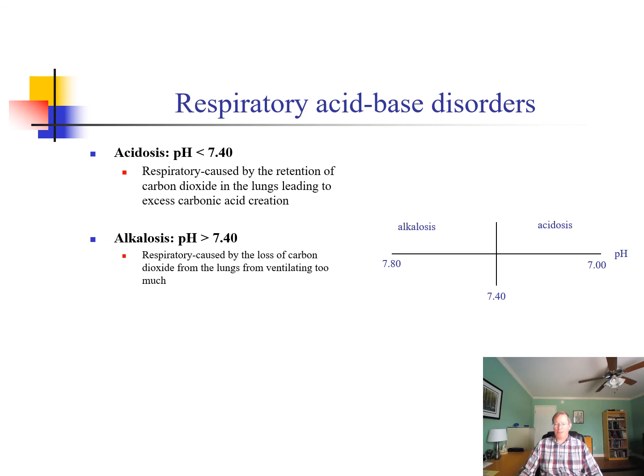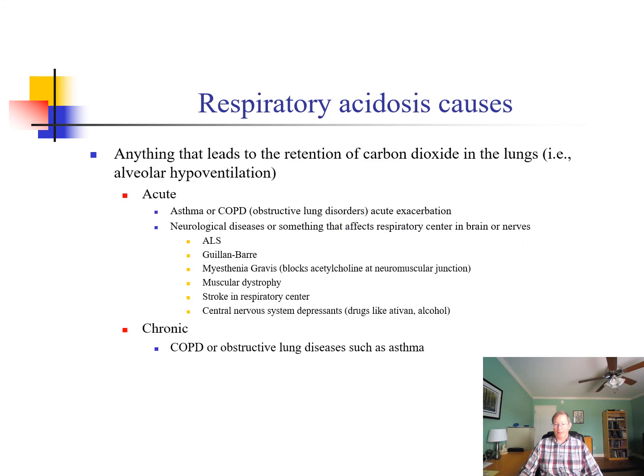It's useful in terms of respiratory conditions to think about this in terms of a respiratory acidosis being caused by the retention of carbon dioxide. That leads to excess carbonic acid creation. And in alkalosis, the loss of carbon dioxide means I'm ventilating too much. There are several things that lead to this.